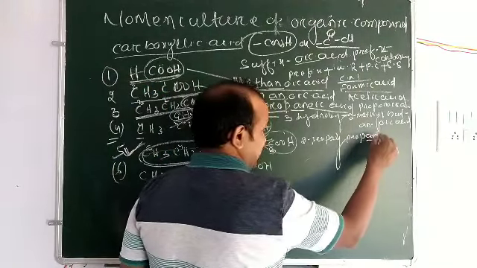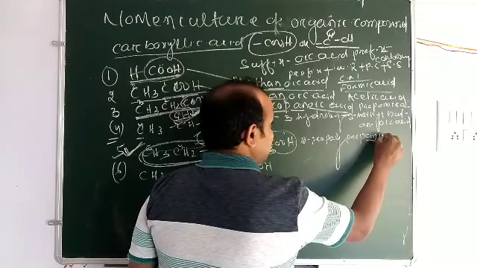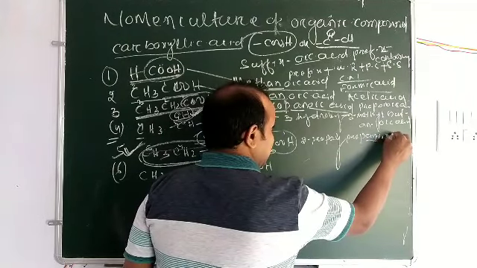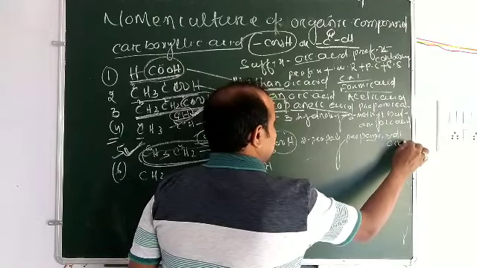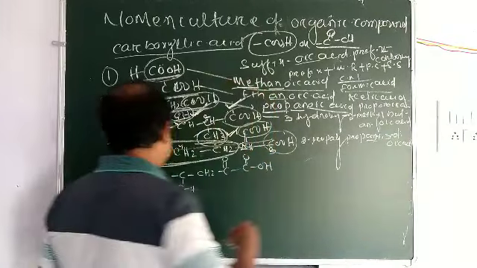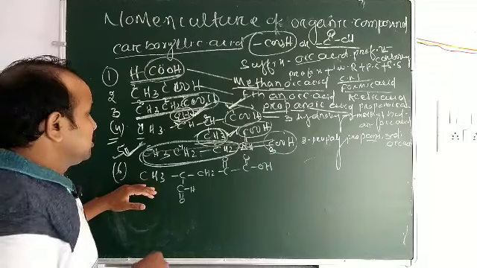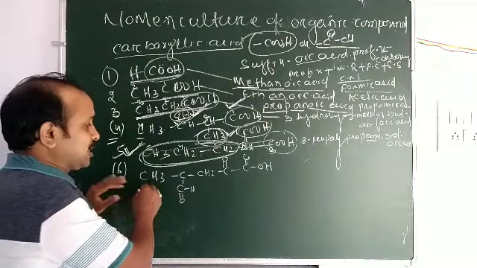Primary suffix ane, 1, 3, then dioic acid. Okay.